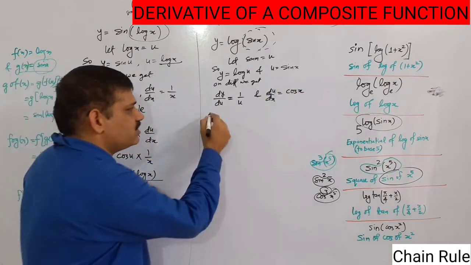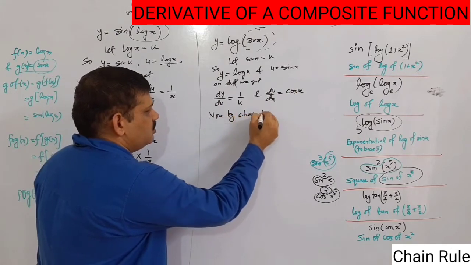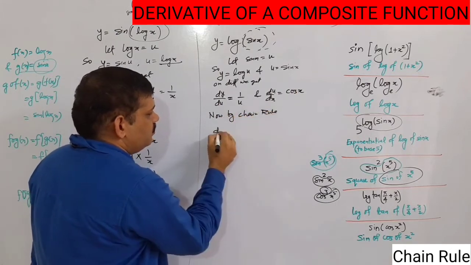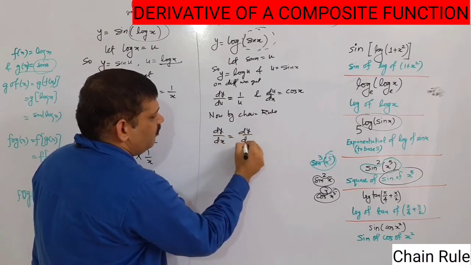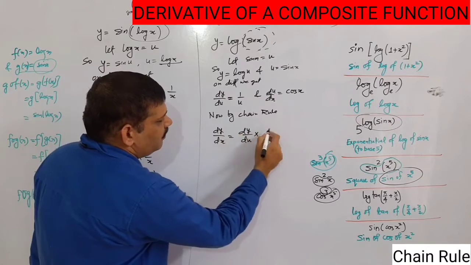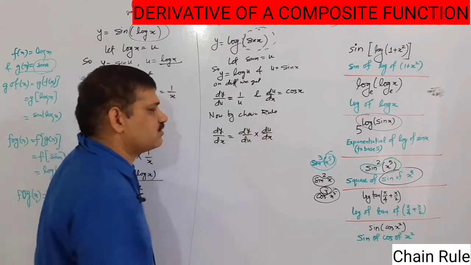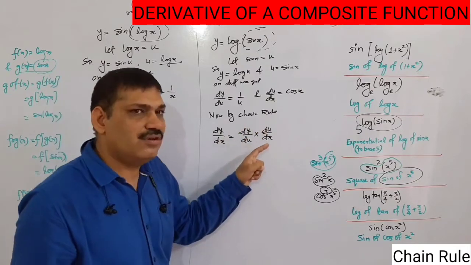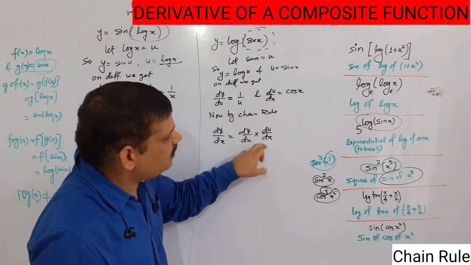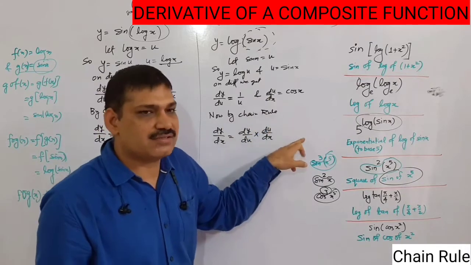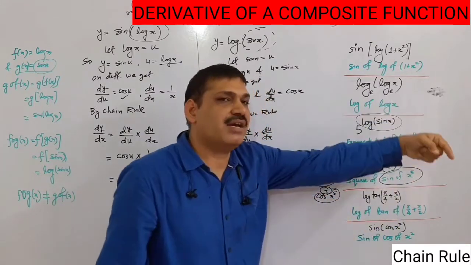Okay. Now by chain rule. Chain rule says that the derivative of y with respect to x is the derivative of y with respect to u multiplied by derivative of this u with respect to x. Y depends on u and u depends on x. Sometimes it happens y depends on u, u depends on v, v depends on w, w depends on x. So this will make a chain. U, v, w, x will go up to x.